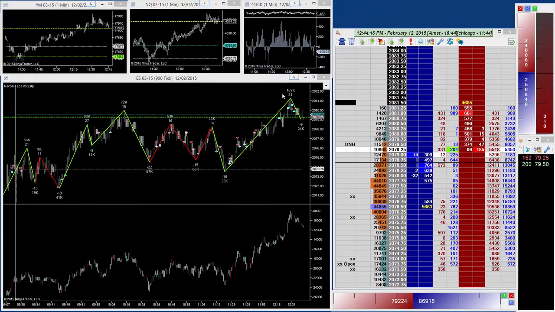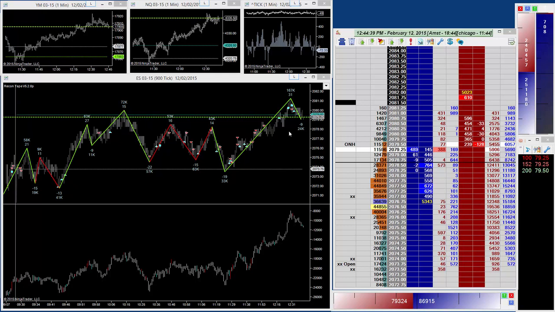Now we have a pullback. And we have a 9-tick move on 24,000 contracts. Somebody will say that looks strong because we had 167,000 contracts there, and it only moved 31 ticks, and we've moved almost a third of the way back on only 24,000 contracts. So it's taking fewer contracts to move each tick down. That's one way of looking at it, but in my experience, it's the incorrect way to look at it. This is just slipping backwards. There isn't a lot of commitment behind this move.